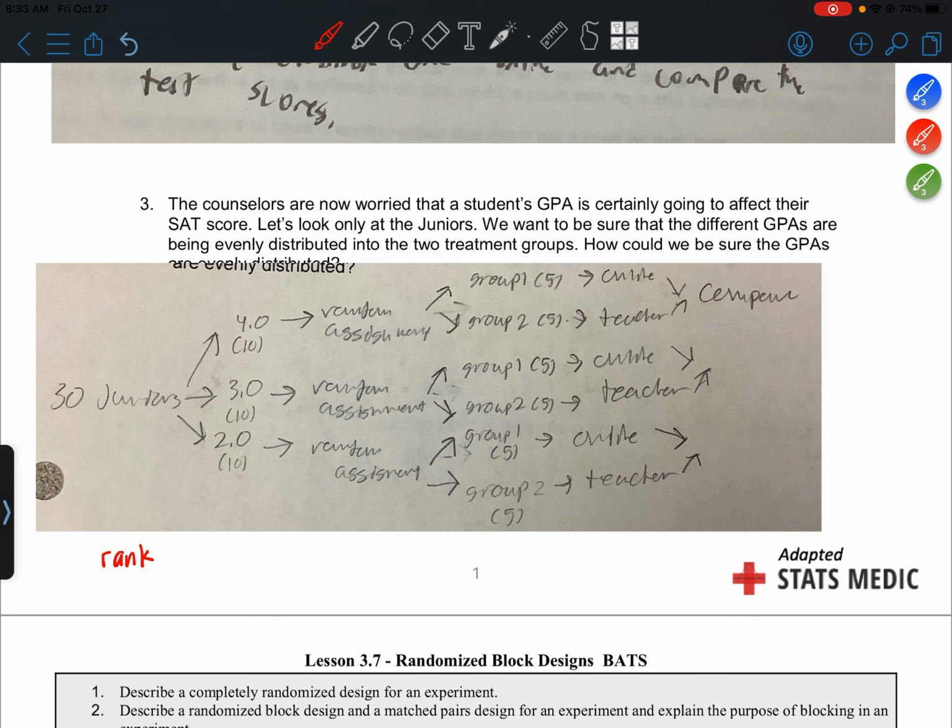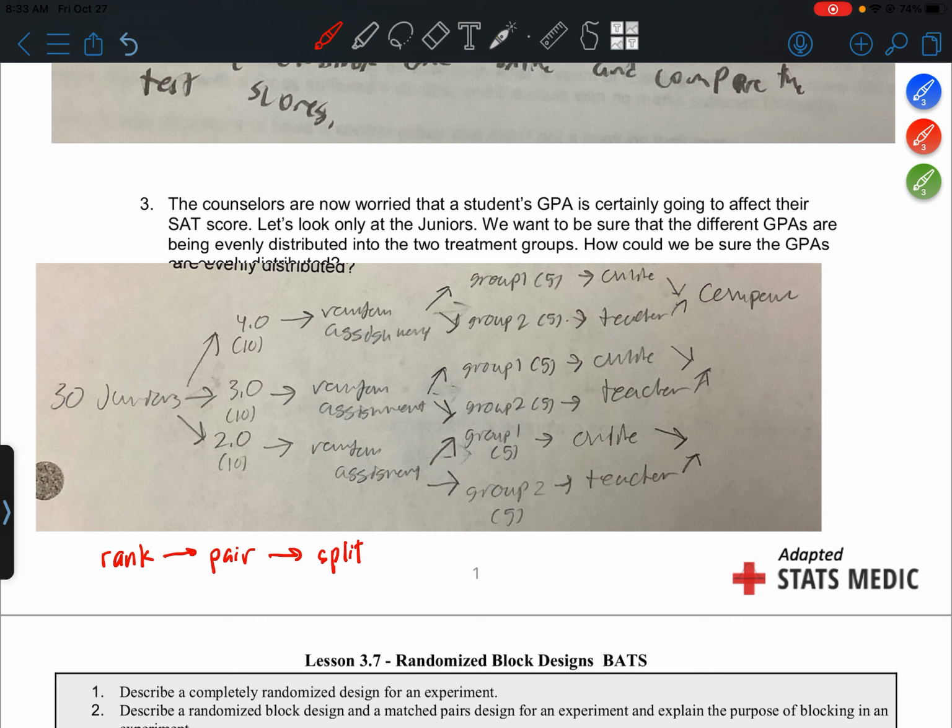Okay. Now remember, we're trying to balance out GPA. So we don't want these 2 students to end up with the same treatment. We want to split them up so they get different treatments. So we're going to rank the students, we'll pair them up based on their GPA, and then each pair will get split up. One will go to each treatment.